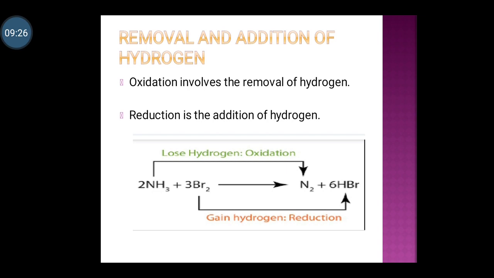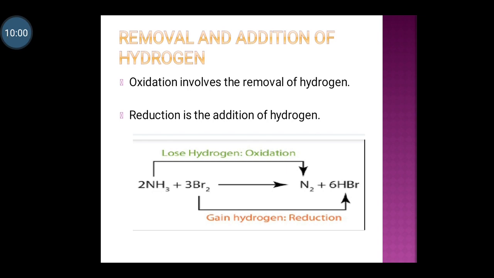Now the equation there, having ammonia plus bromine, will give us nitrogen and hydrogen bromide. Now ammonia contains nitrogen and 3 atoms of hydrogen. So NH3 is ammonia, bromine is Br. Now at the end of the reaction, when they reacted, they produced nitrogen and hydrogen bromide.